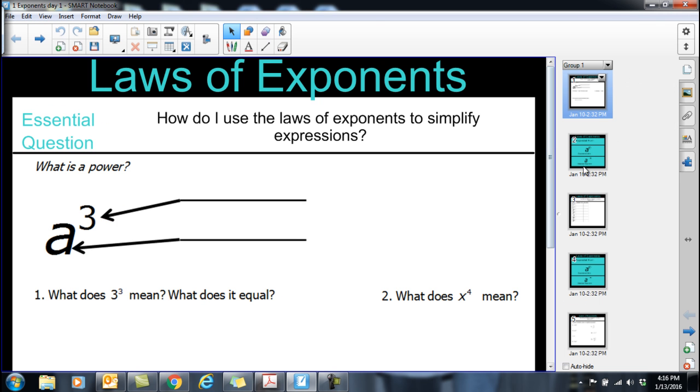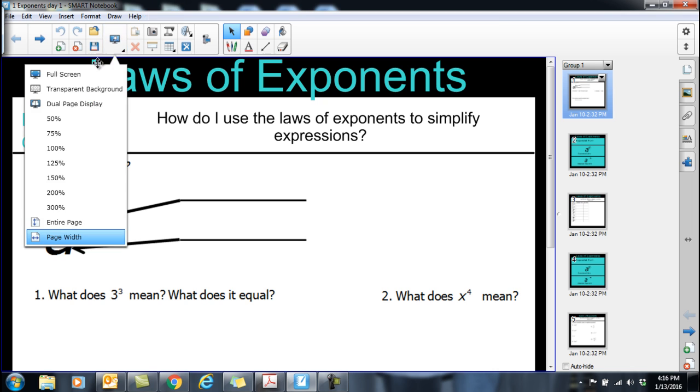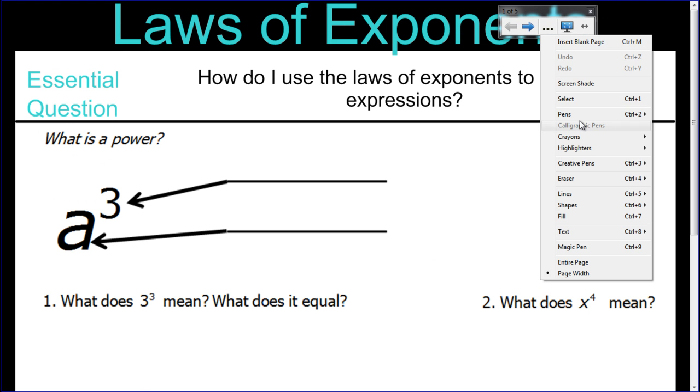And so we have an example here, this a to the third. Got to find my pen, hang on.